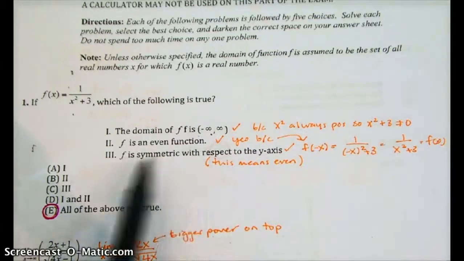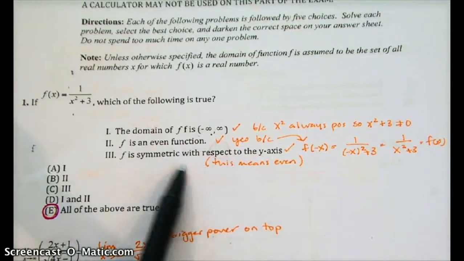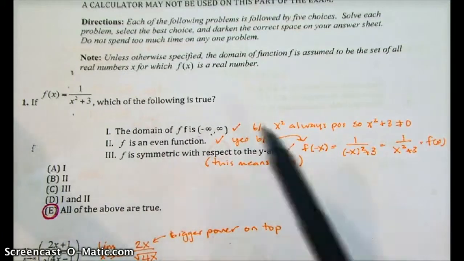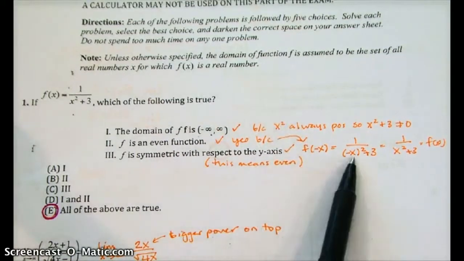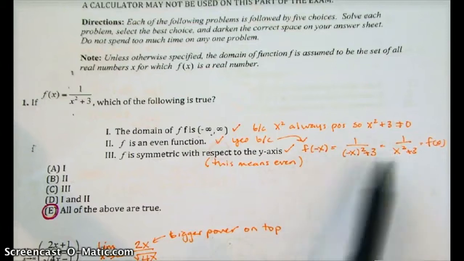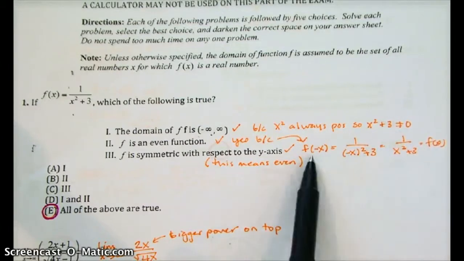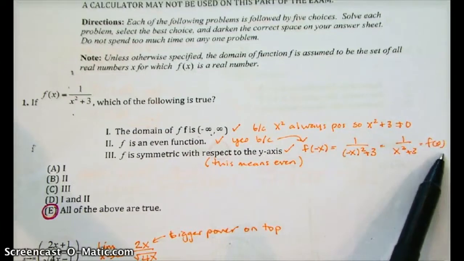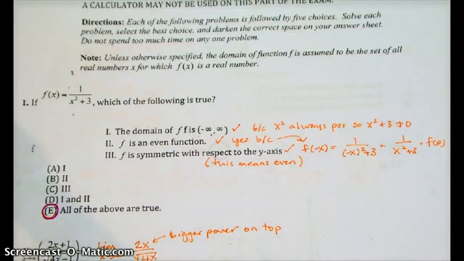Now, even function and symmetric with respect to the y-axis, those mean the same thing. So if one's true, then the other has to be true. And the way that I checked even function was I plugged a negative x into the rule for the function, and then I used algebra to simplify. When I squared a negative x, it became a positive x squared. And when I plug in a negative x and simplify, I got the original function back. In other words, f of negative x equals f of x. That's the definition of an even function. So I know that both 2 and 3 also have to be true.